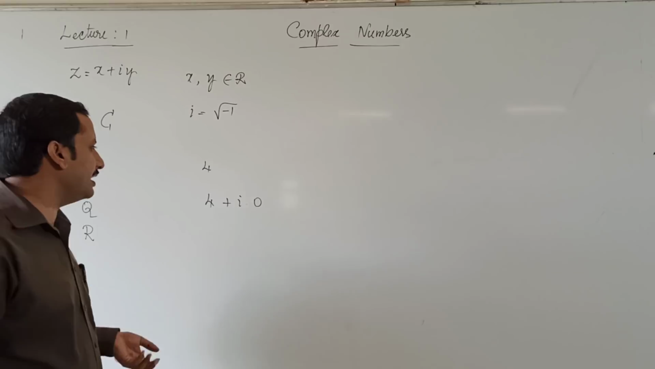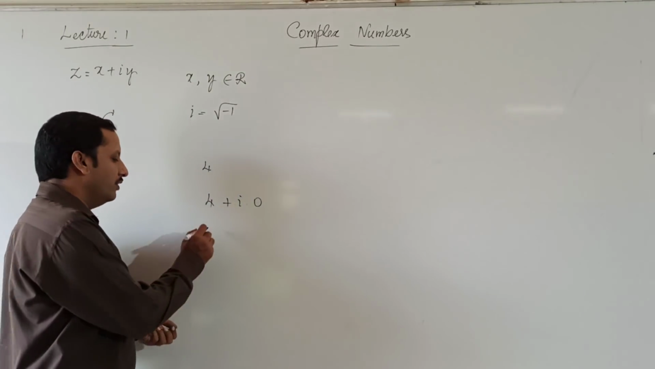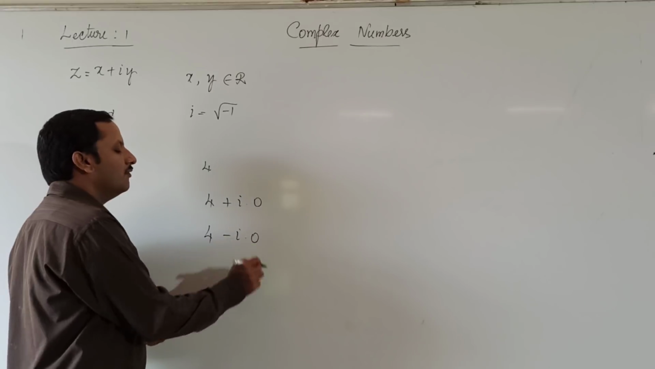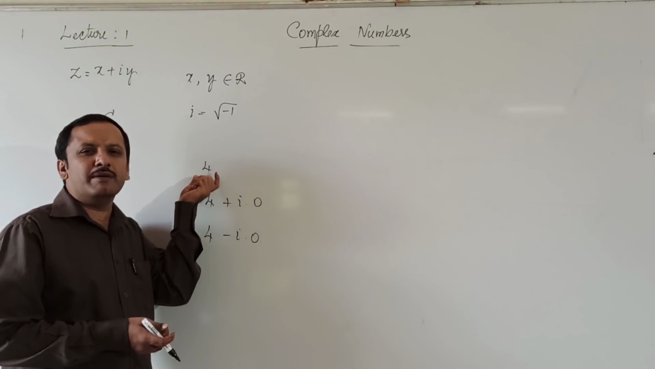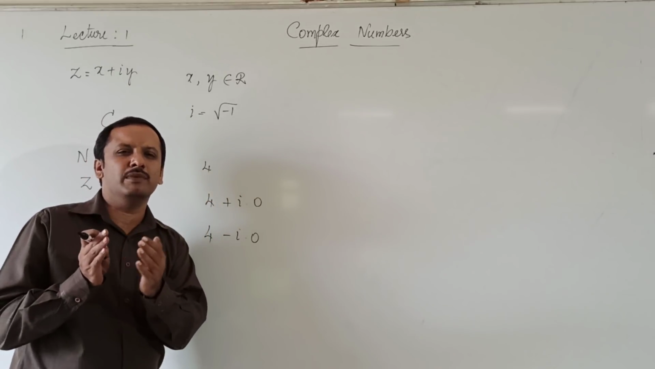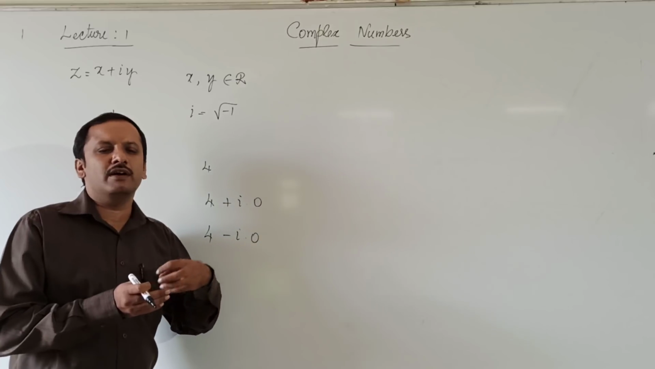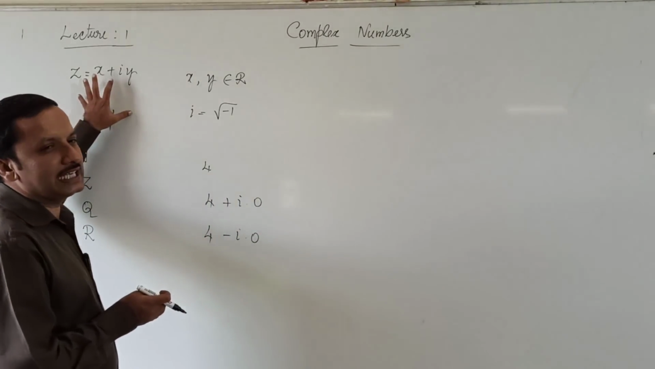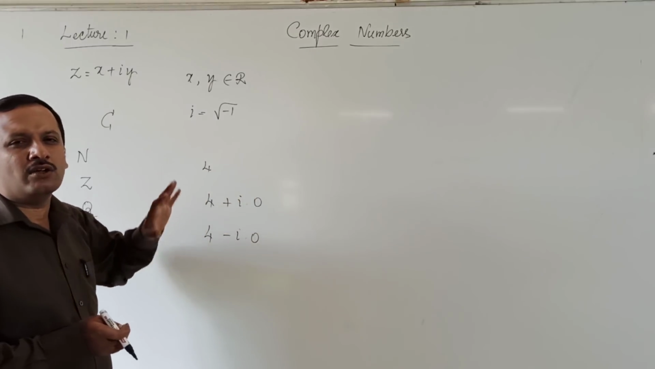So what this suggests is that every real number is a complex number. Given any real number, you can write that as that real number plus i into 0. Or if you don't want plus, you can write minus also, 4 minus i into 0. So any real number can be expressed as that real number plus i into 0 or minus i into 0, which means you are writing it in the form x plus iy. This suggests that every real number is a complex number.